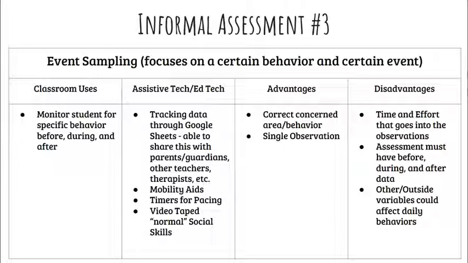The advantages of event sampling include that you're actually correcting the concerned behavior or area, and it's single observations. The disadvantages would be the time and effort that goes into the observations. The assessment must have been before, during, and after to collect data. And outside variables can affect the daily behaviors that you might be seeing, such as if something happens at home and then they have a bad day, that would impact the student.